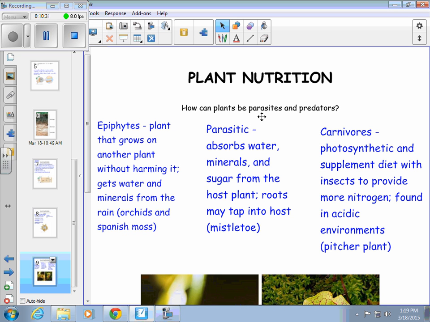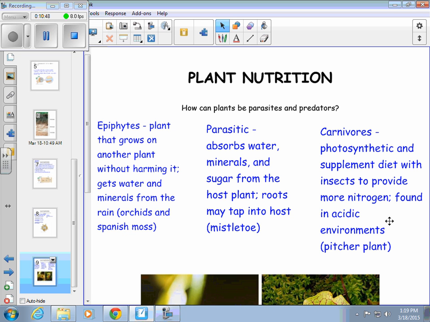Then we have some parasitic plants. These are plants that will absorb water, minerals, and sugar straight from the host plant. These parasitic plants grow roots that tap into the host. Mistletoe is actually an example of a parasitic plant.